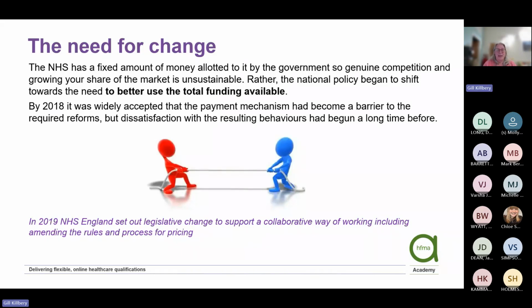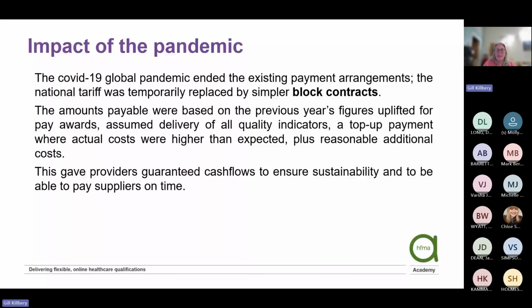We had the pandemic that struck us. During that pandemic time, June 2020, 2021, everybody went on a block contract. There was a fixed amount of money available, and it was based on how much a provider needed to operate. Simple as that for a start. So everybody got what they needed.